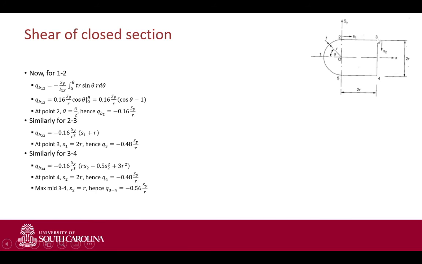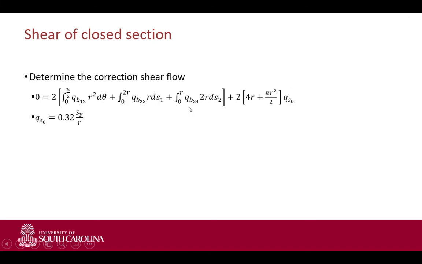What I did on the board, I took the integral from 0 to 2R, so the entire section from 3 to 4. But here it takes it only from 3 to halfway, so the integral from 0 to R. That's the reason why this part is inside the bracket of 2. And then the enclosed area, which is 4R squared plus pi R squared over 2, multiplied by QS0. Then you can solve this equation to get the correction shear flow equal to 0.232 SY over R.